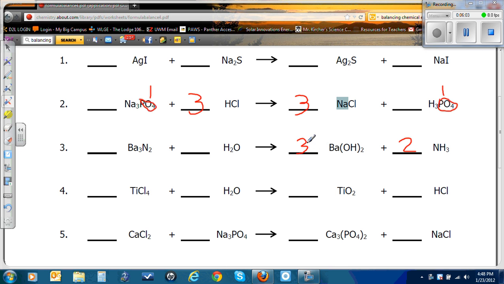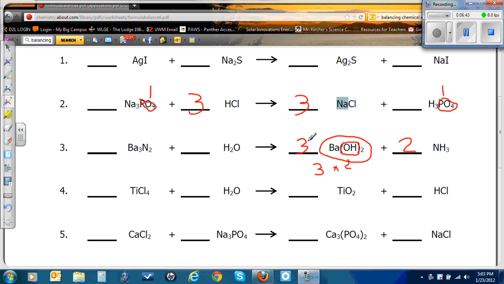Here I now have, and you have to watch this, this subscript of 2 means that everything in the parentheses is multiplied by 2, not the barium, all right? Not the barium, just what's in the parentheses. So I have 2 parts oxygen times 3 parts because of that coefficient. That coefficient applies to everything to the right of it, all right? So I have 6 parts hydrogen here and 6 parts here.